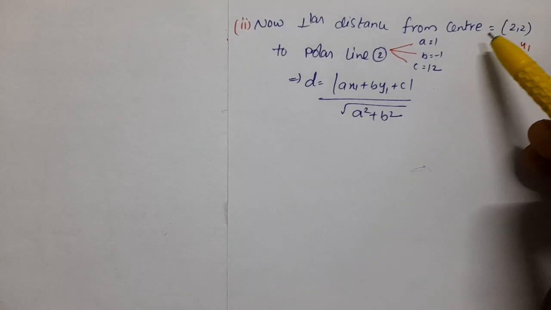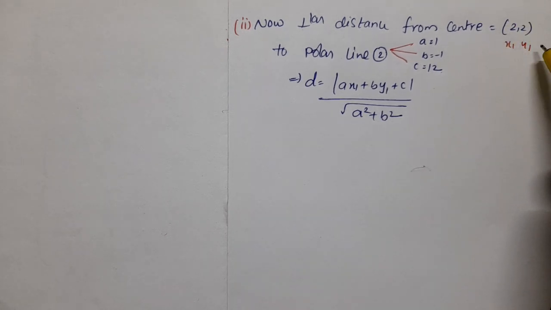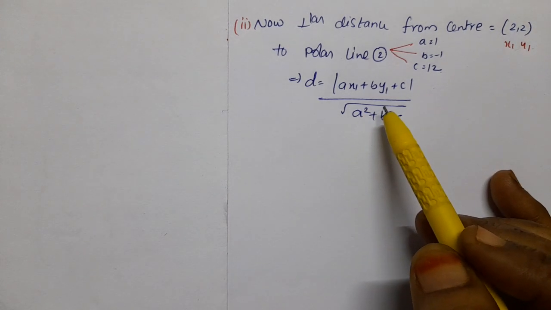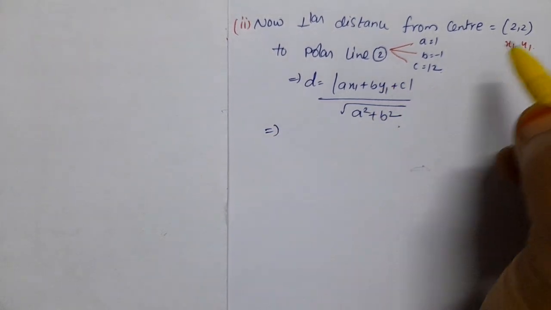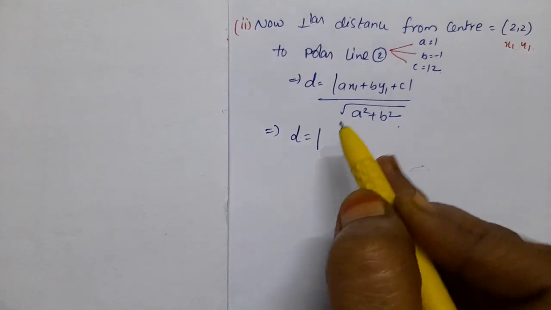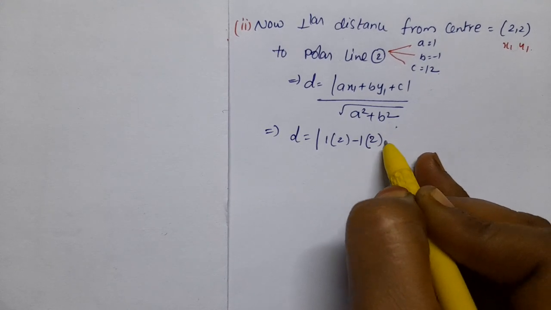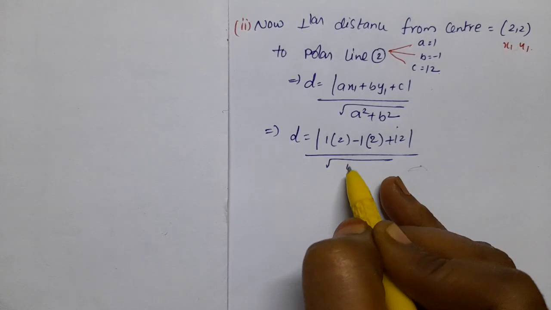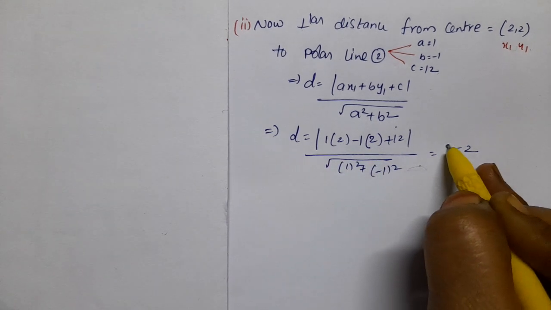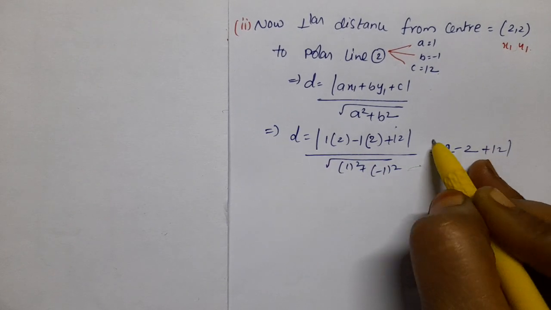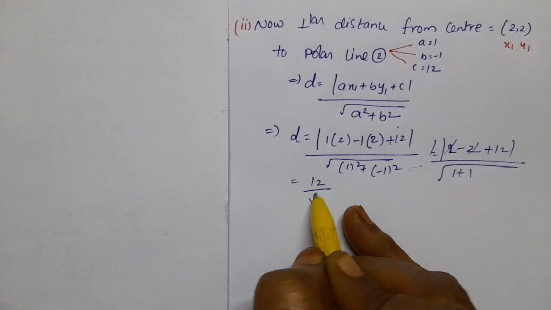So the perpendicular distance from the center to the polar line. Now the center can be taken as (x1, y1). The perpendicular distance formula is |ax1 + by1 + c| / √(a² + b²). Substitute all these values in this formula: |1·2 − 1·2 + 12| / √(1 + 1) = 12/√2.